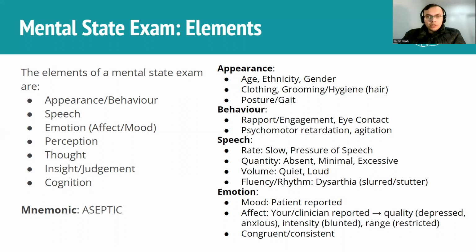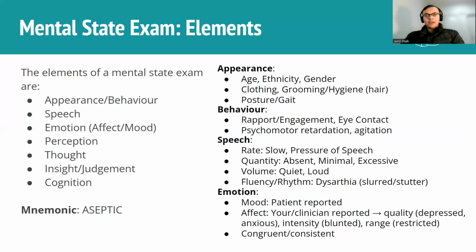Then we have things like posture and gait. So if you happen to see the person walking into the room in the video, then you might be able to comment on a very slow gait or a staggered gait. And then posture refers to how they're standing, as well as how they're sitting. Are they slouched over, head down, not making eye contact? Or are they very upright in the chair, well engaged and looking at you in the eyes?